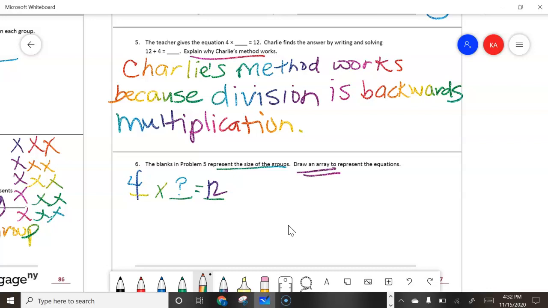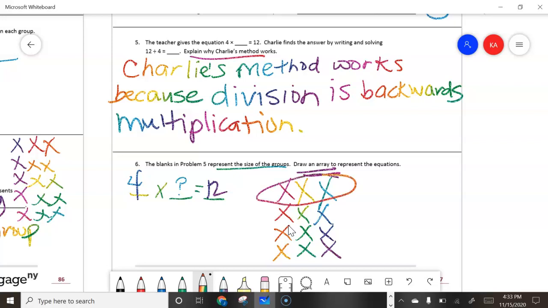So I'm going to make 4 groups. 1, 2, 3, 4. 4 groups. But I need to have a total of 12 X's. I'm going to have to make another group of 4 because I don't know how many are in each group. So let's do another group of 4. Okay, now I'm at 8. Still don't have enough. Let's do another group of 4. Now I'm at 12. I have enough. Boys and girls, how many ended up in each group? 3 ended up in each group. The missing factor was how many in each group.